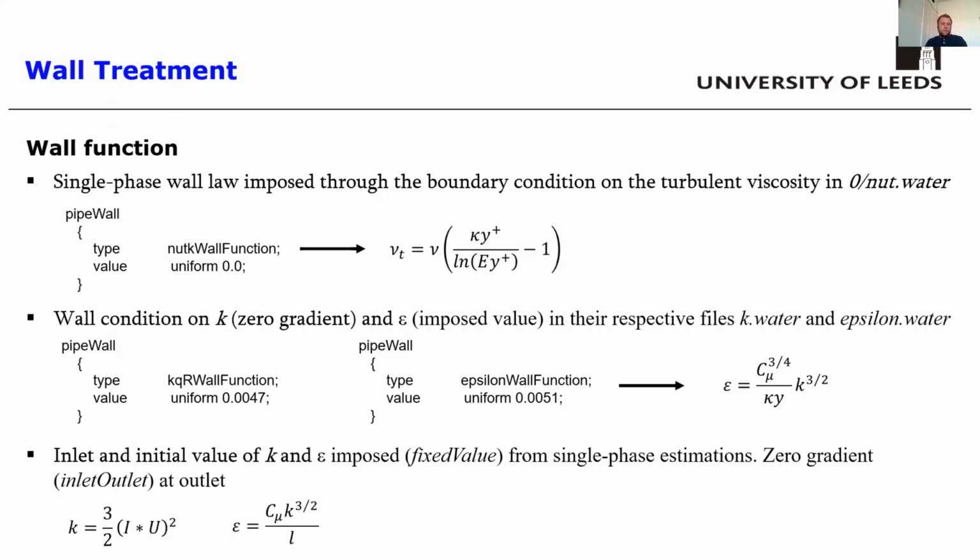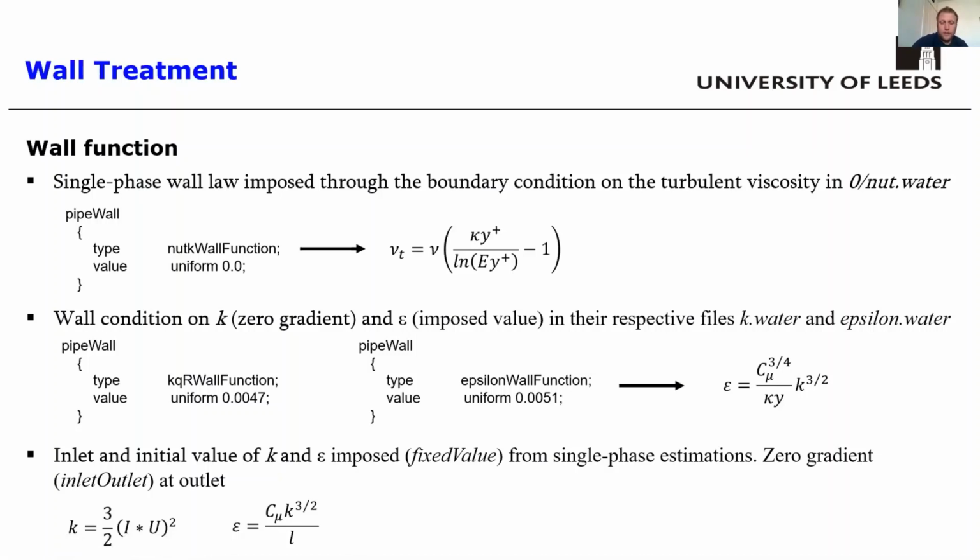Next, since we have defined the turbulence model, the important thing is how we model the wall region, which is quite important in this case, and what wall treatment we use. In this case, we use a wall function approach, so a high Reynolds wall treatment. And we use the single phase wall law at the wall, and this is imposed using the boundary condition for the turbulent viscosity. And you see here at the wall, we have imposed the wall function boundary condition.